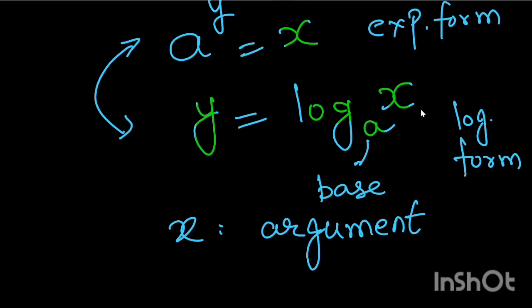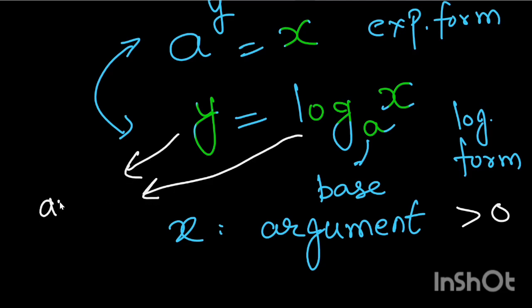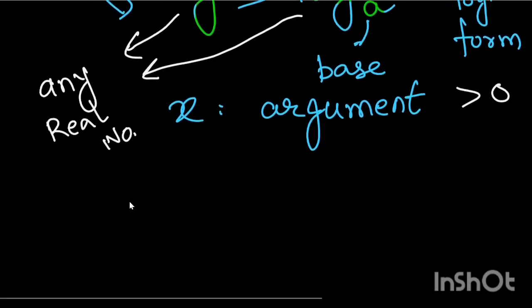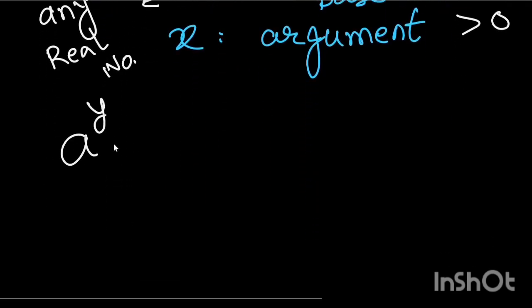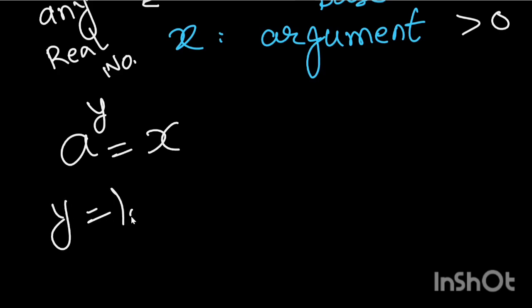You can understand it like this: if the argument is a positive number in front of log, and the base is what? A positive number not equal to 1, then log x to the base a is what? It is y, and y we know is any real number. So from the definition, a to the power y is equal to x, and y is equal to log x base a. These two forms, the logarithmic and the exponential form, are interchangeable.